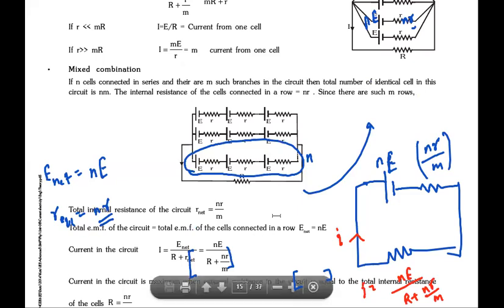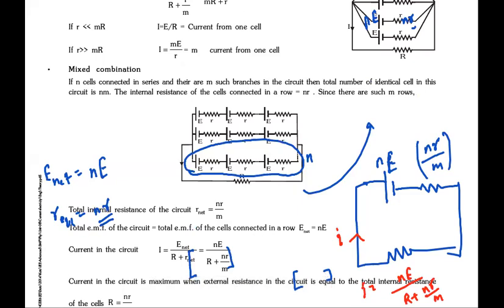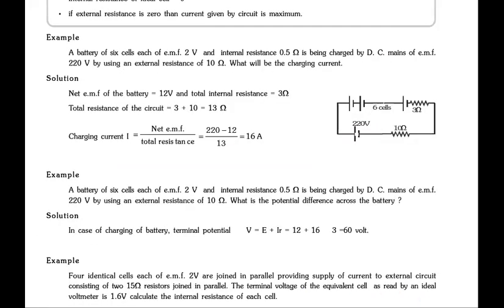Does everyone understand this? I is equal to E net by R plus small r, which is NE by R plus NR by M. Okay, so this is your mixed combination. I hope all of you got this, right? If they ask you a very simple problem based on this, it will be easy. Just give a look.